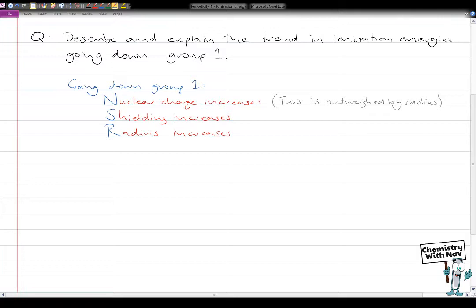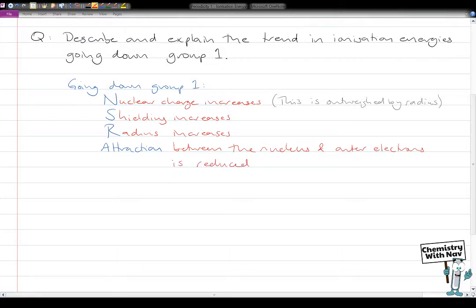So essentially what we're saying is that the outer electrons are becoming more distant from the nucleus, and therefore the attraction is less. So this is the next part, is attraction. And the attraction between the nucleus and the outer electrons is reduced.